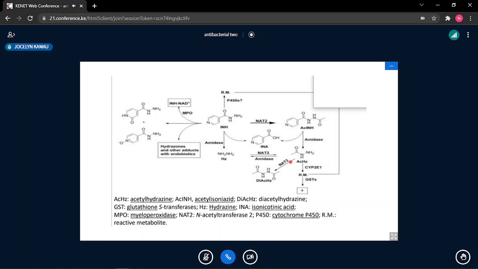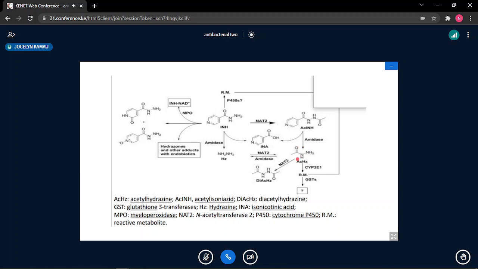And then also the acetyl hydrazine can be acted on by another N-acetyl transferase, as we had said earlier. You add another acetyl amino group and you get the diacetyl hydrazine.